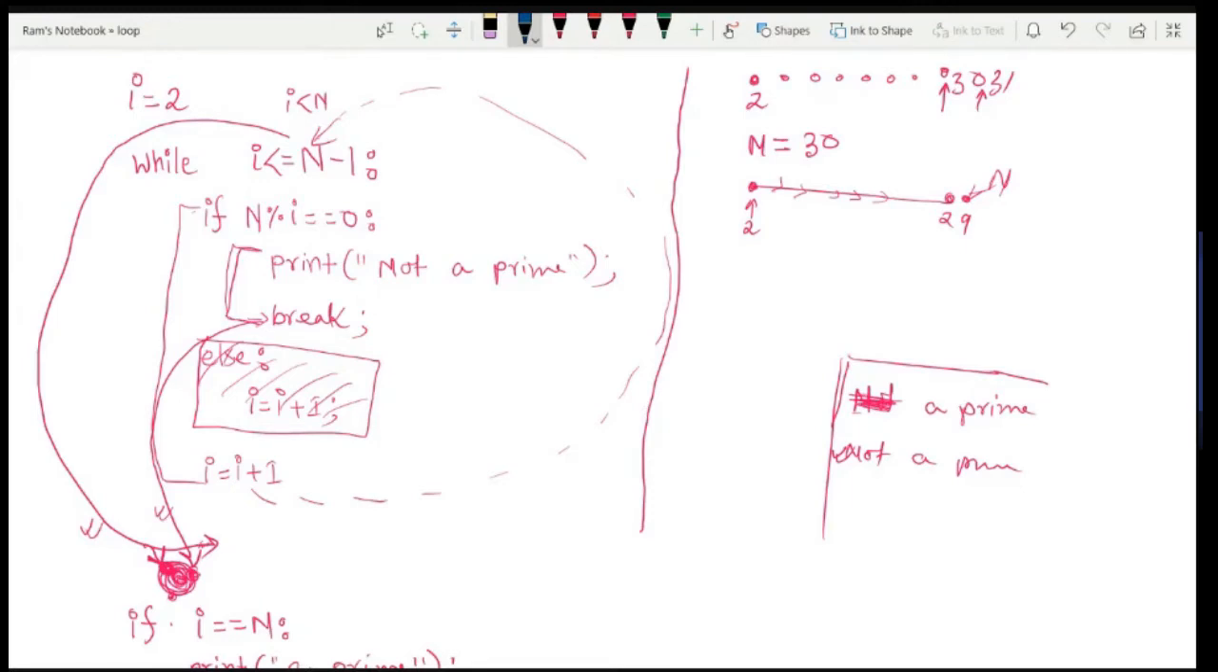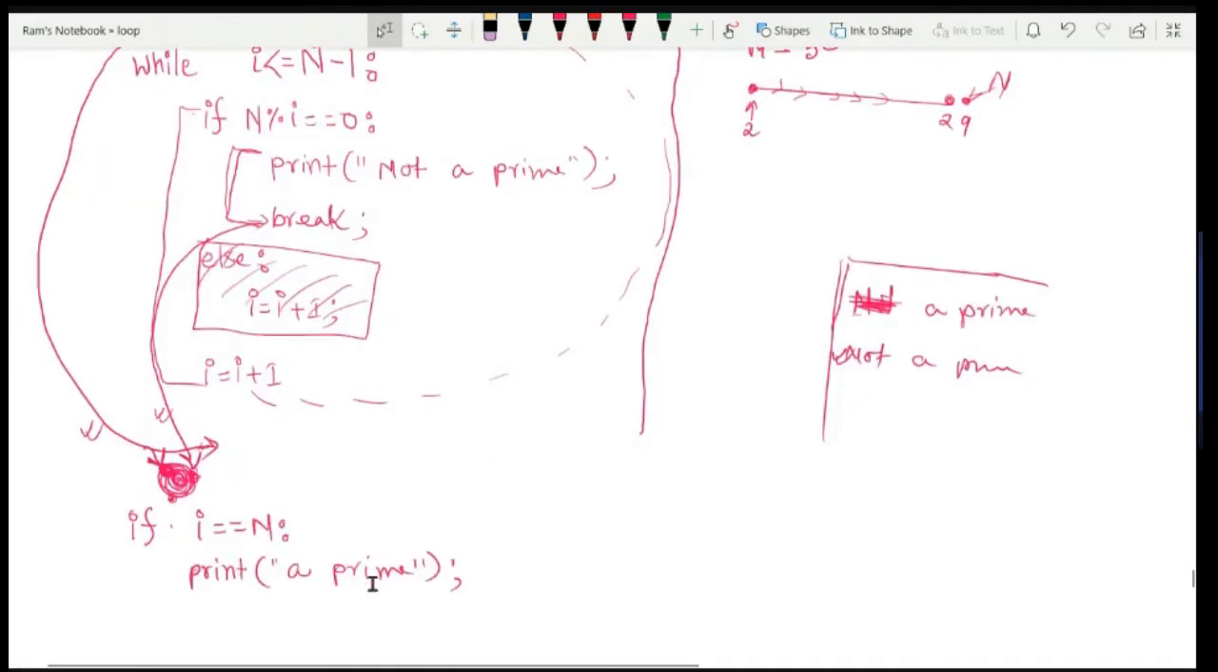If we find a match, we immediately display on the screen that the given number is not a prime number. However, if we exhaust the list completely and still did not get a match, then at this point we display that the number is a prime number.